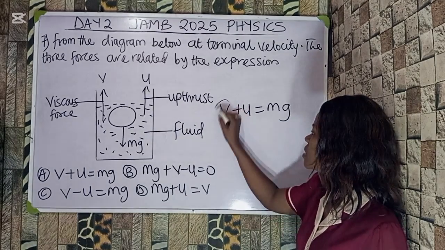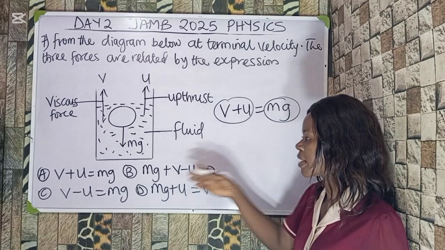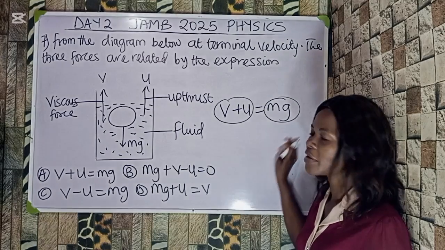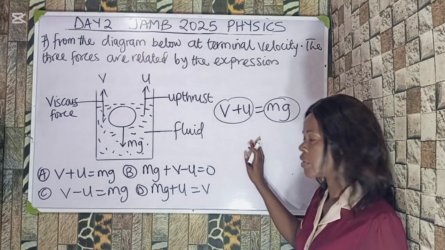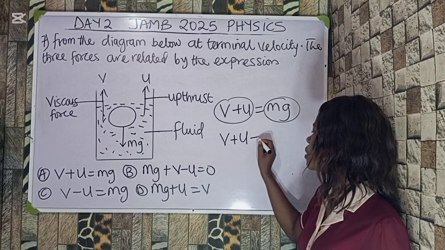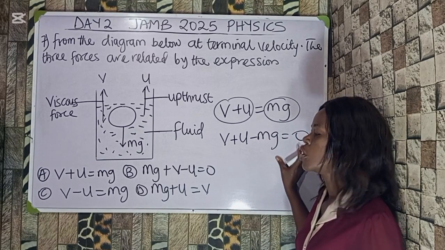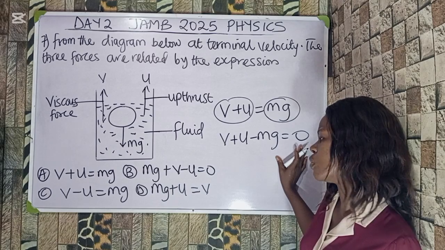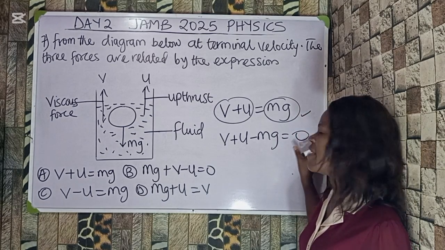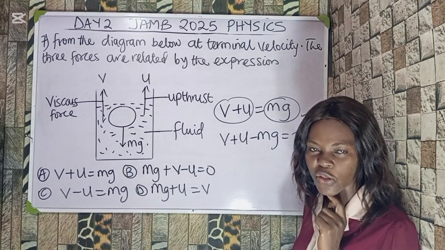Now, if you have gotten this, it's correct, okay? Now you can get from the options, which is option A. But you can still carry this one to the other side and equate it to 0. So let's see, by saying that V plus U minus mg is equal to 0. Do you have any option like that? No other option. So this particular one is correct. But if you have it in this form, you are still correct.